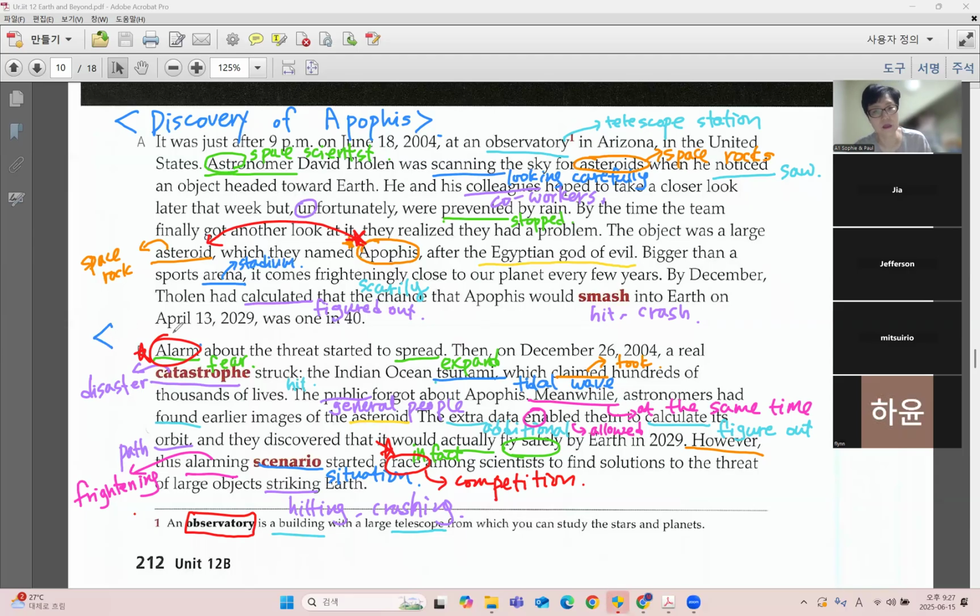The public alarm and science. What is a race? It means what? Competition. So they started to compete to find out solutions to this threat. All right? And now I'm going to erase it all. Let's move. Boom.